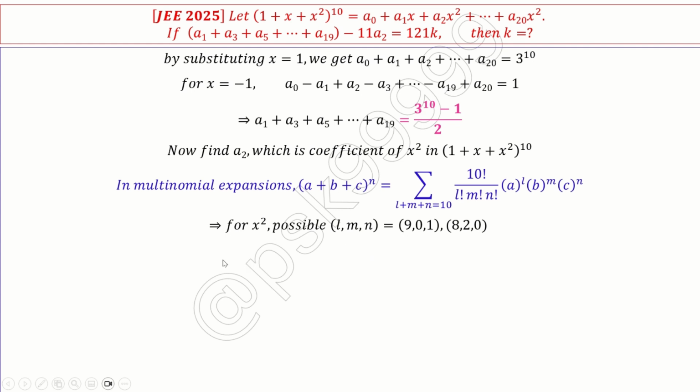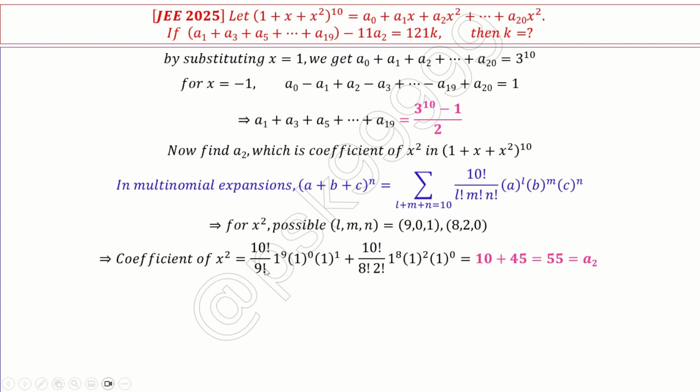So by substituting this one, my x square coefficient is, okay, 10 factorial by 9 factorial into 1 to the power of 9, 1 to the power of 0 into 1 to the power of 1, plus 10 factorial by 8 factorial into 2 factorial, 1 to the power of 8 into 1 to the power of 2 into 1 to the power of 0.